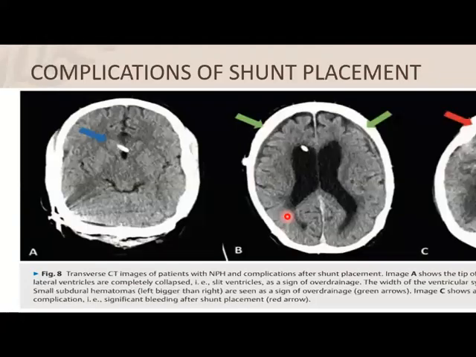Now the complications of shunt placement. Here, this is the VP valve, which regulates the amount of CSF which has to be drained. In this image, we can see that the blue arrow shows that the ventricles have completely collapsed, which indicates that the valve, or the magnetic valve, was not correctly placed, and a large amount of CSF was drained. And in the second diagram, the green arrows also show over drainage of the system.